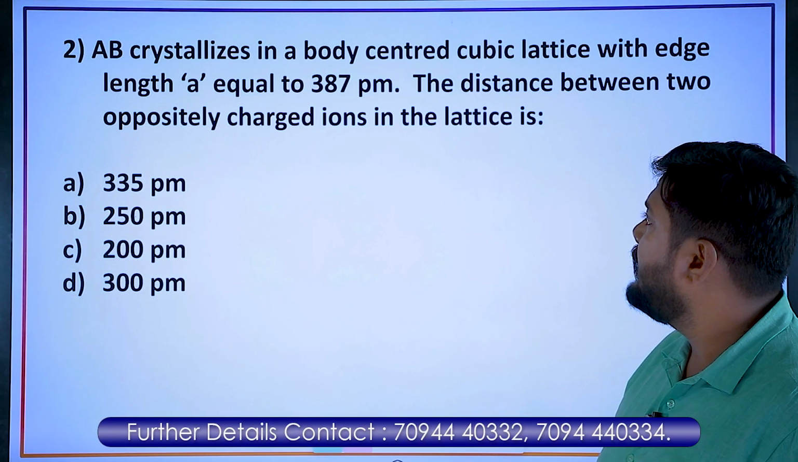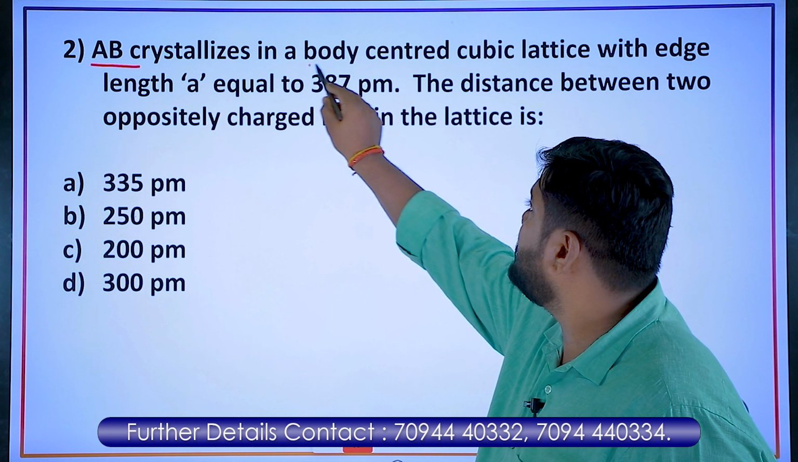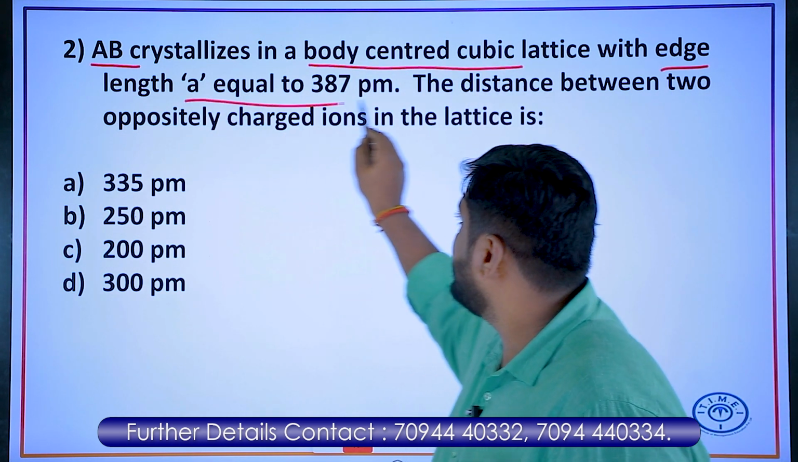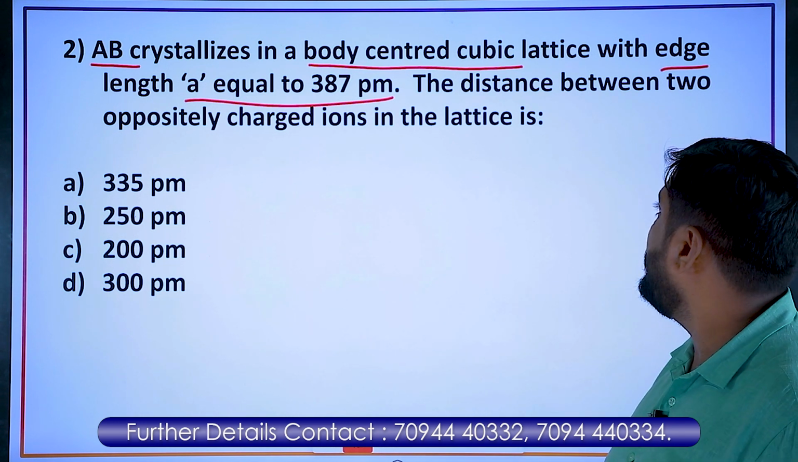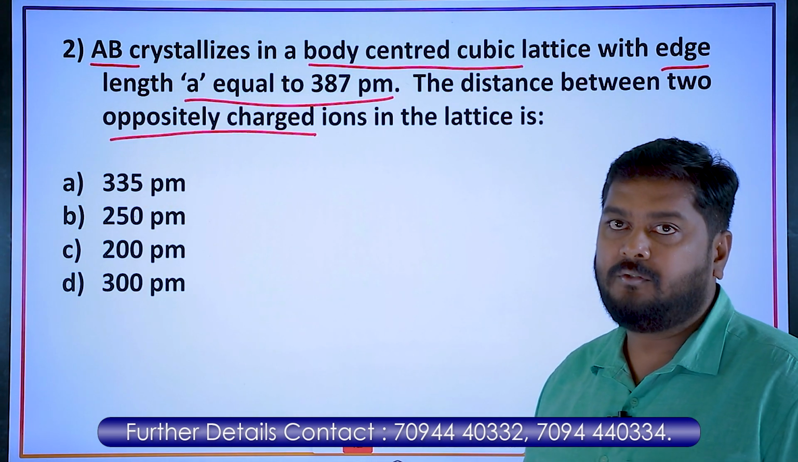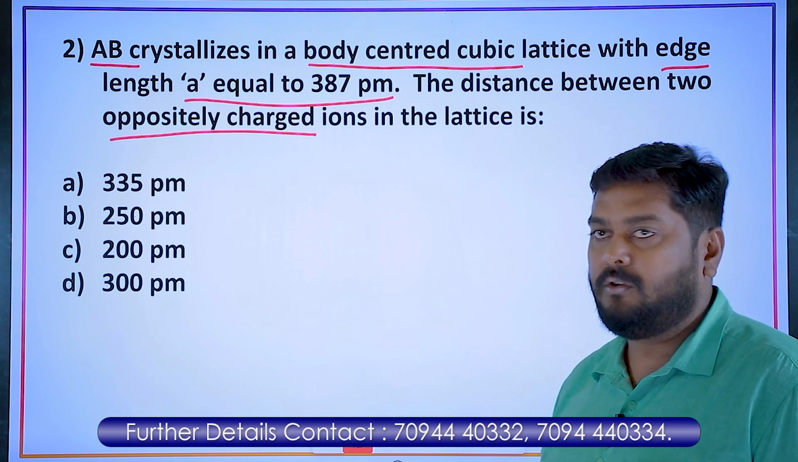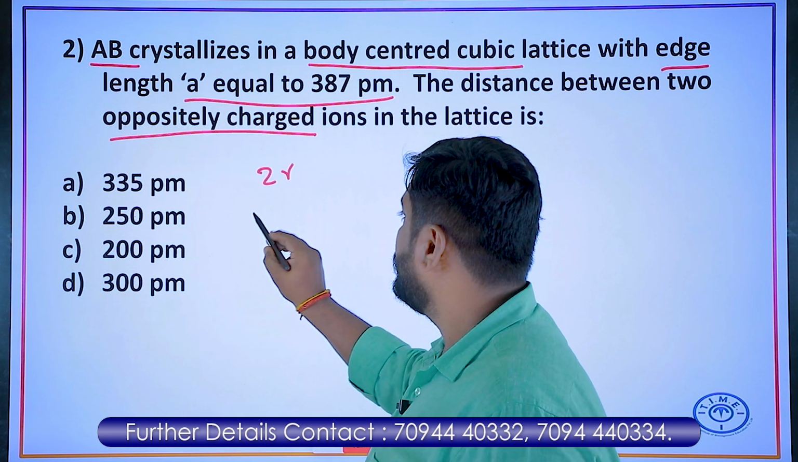The next question is, AB, a crystal with AB crystallized in body centered cube, edge length is given as 387 picometer. We have to find the distance between two oppositely charged ions. As usual it is nothing but 2r. So what is given?